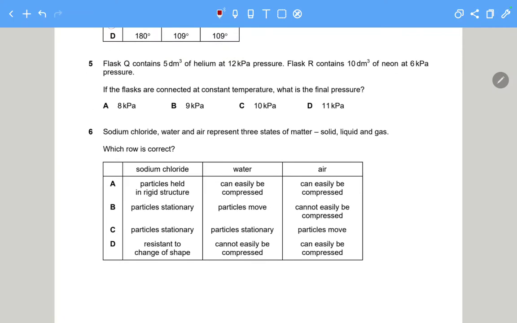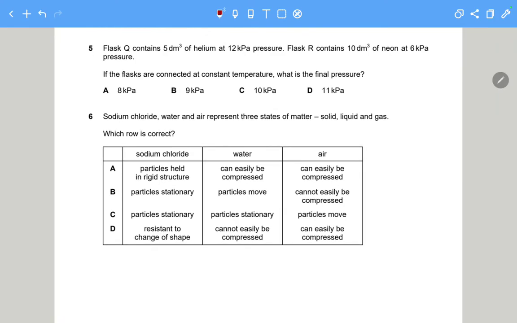Question 5. Flask Q contains 5 dm cube of helium at 12 kilopascals pressure. Flask R contains 10 dm cube of neon at 6 kilopascals pressure. If the flasks are connected at constant temperature, what is the final pressure?